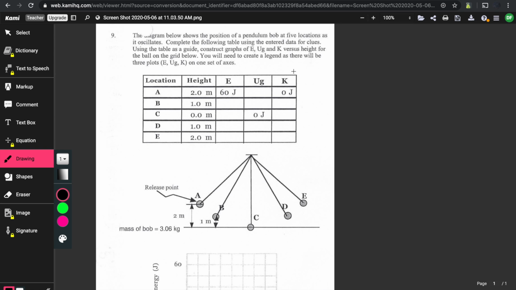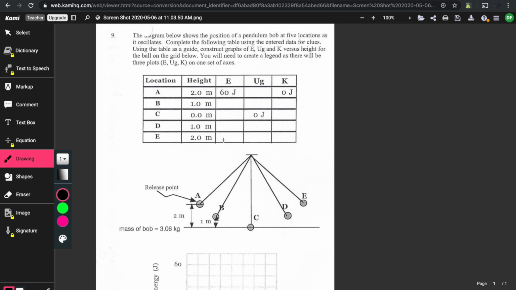So to start off with, this diagram shows the position of a pendulum. A pendulum is a thing on a string, and it swings back and forth. Basically we've taken a camera, like a stop motion camera I've shown you before in class, taking pictures at each second of where it is. So letter A is right here, letter B, letter C, letter D, and letter E.